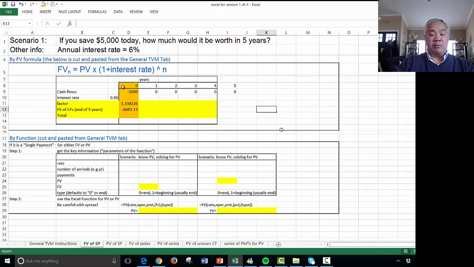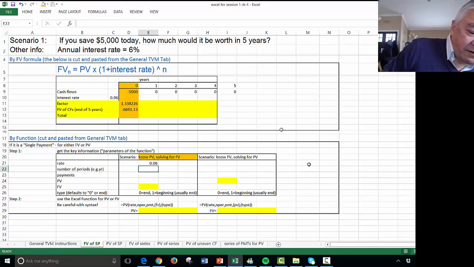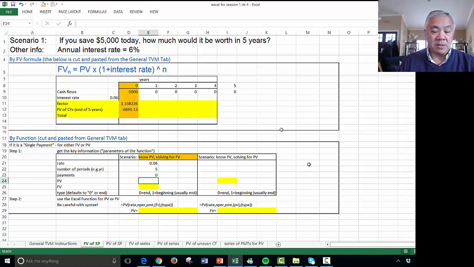And here we know the present value, and what's unknown is the future value. So it's this one. I know the PV, and I want to solve for the future value. So here, what is the rate of interest? It's 0.06. What is the number of periods? The number is 5. What are the payments? There are no subsequent payments. What's the PV? Negative 5,000. What is the future value? That's the question mark, right? So that's what we're going to solve.